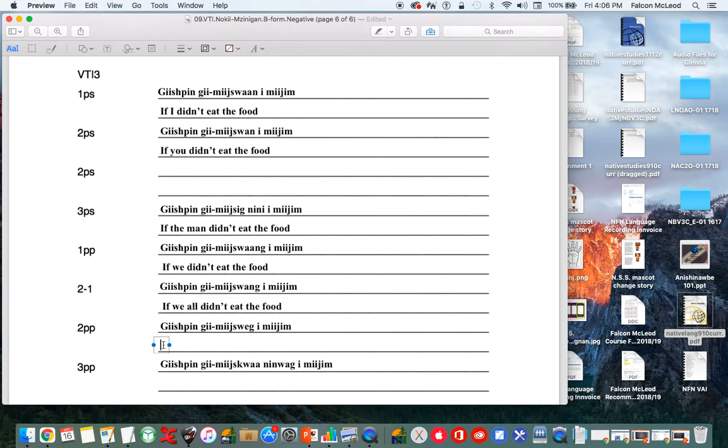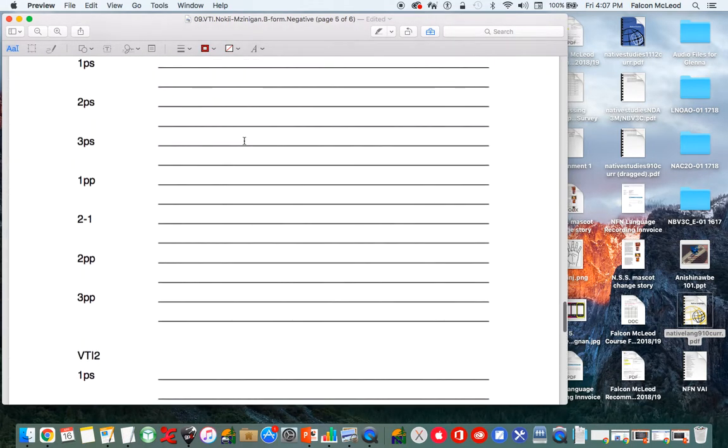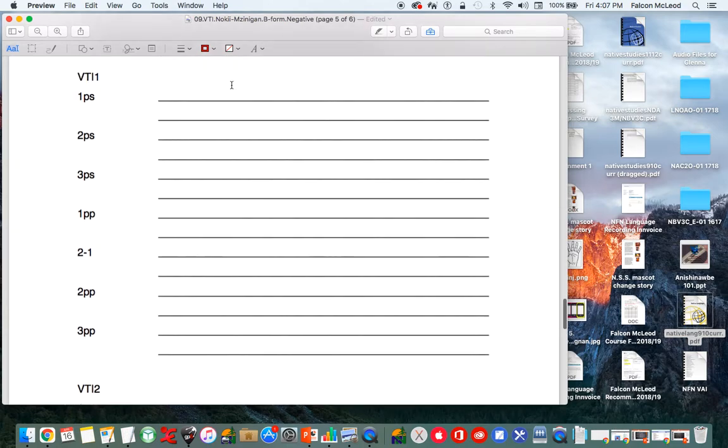This one is second person plural. So I'm going to change that we to a you. So if you all didn't eat the food. And last one. If the men didn't eat the food, because we're doing third person plural there. All right, so I just modeled all that for you, and that's it for the worksheet. So you guys have the rest of these to do on your own.